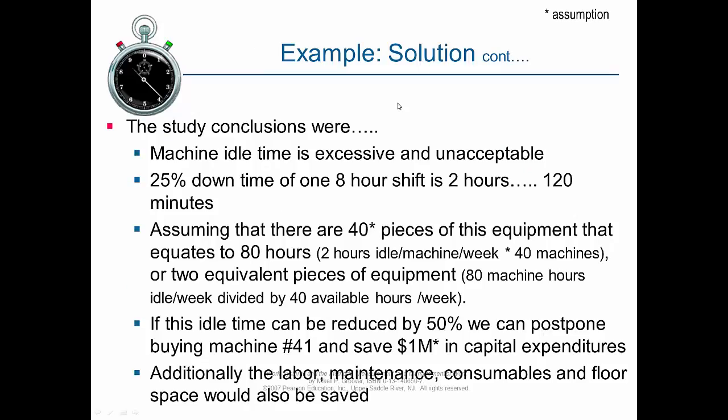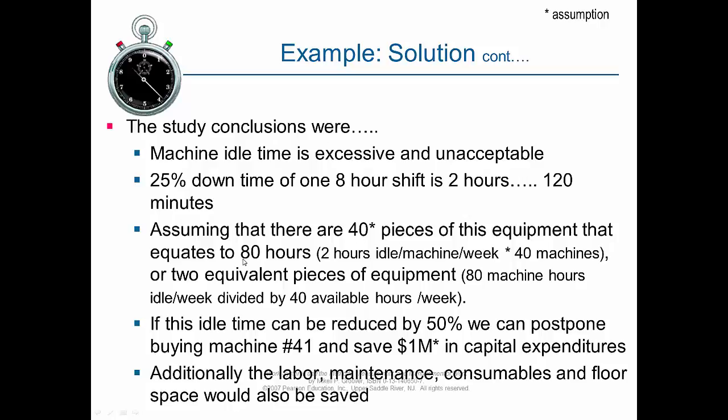So my conclusions from looking at the idle time are that it's excessive and unacceptable, that we have 25% downtime. And if you look at it in terms of an 8-hour shift, that says 2 hours out of every shift is down. I'm just making an assumption here that we have 40 pieces of equipment. And in reality, that's not a whole lot. There's one area in the factory I worked in Mexicali where we did assembly and test where we had 200 pieces of equipment. So if it's a large factory, it wouldn't be uncommon to have that many. But let's just say we have 40 pieces of equipment.